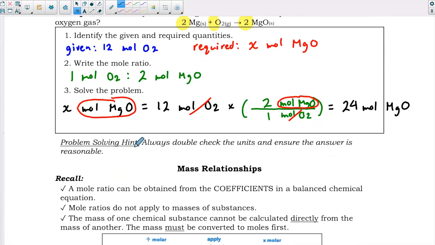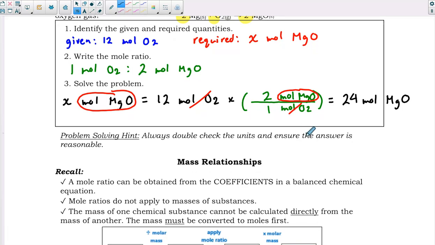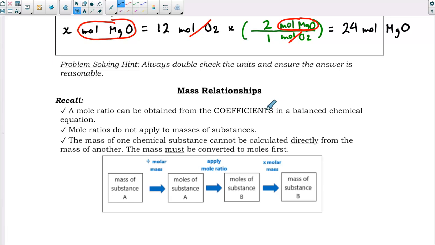So as a problem solving hint, always double check the units and make sure you are writing your units every single time, and that will make your questions much easier to try. And then again, ensure your answer is reasonable. Always try to do your calculations twice. So looking at the mass relationships, the mole ratio can only be obtained from the coefficients in a balanced chemical equation. So that must always be your first step.